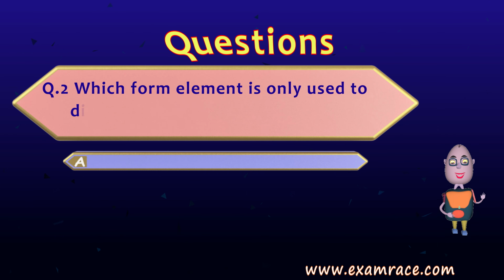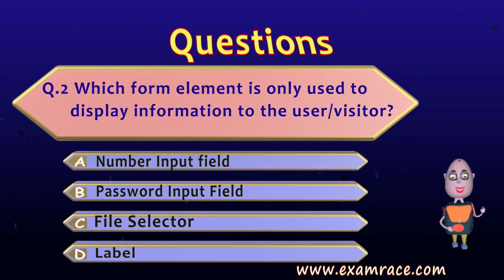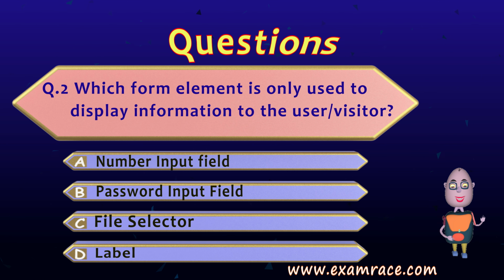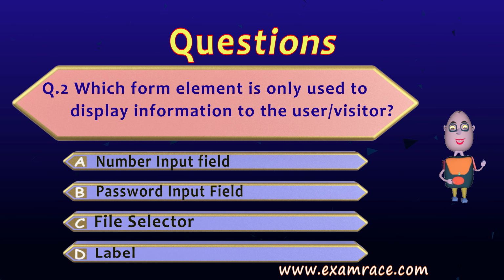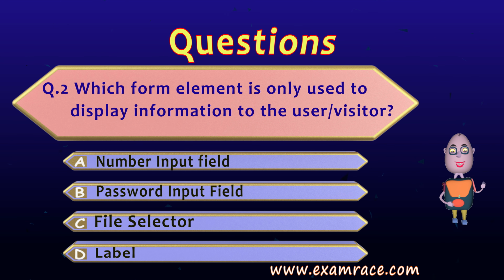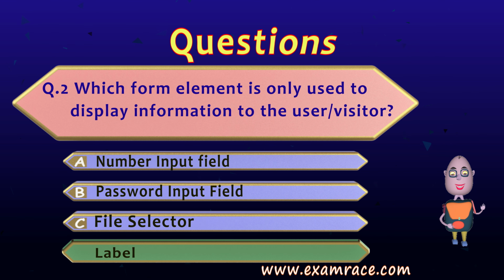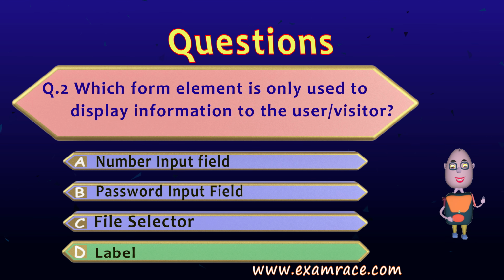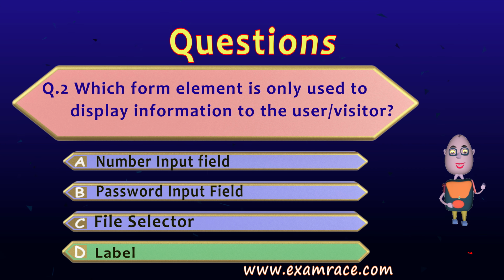So our next question is, which form element is only used to display information to the user or visitor? It means that if a user has visited our website, there must be simple information that has to be displayed on the web page. So which answer option is correct? So the fourth option is correct, label. Label is a simple control which is used to display the information or text. So this was all about HTML form elements.